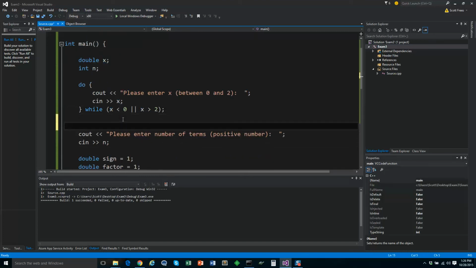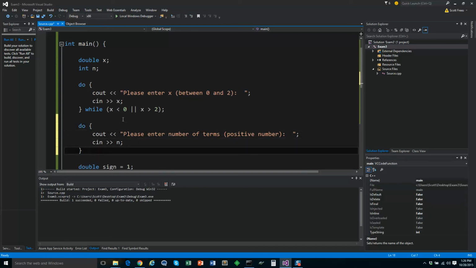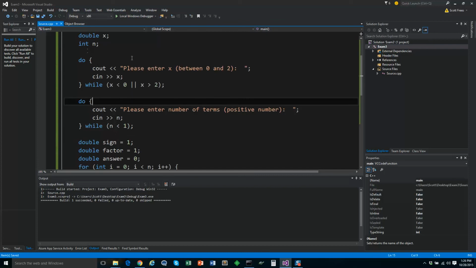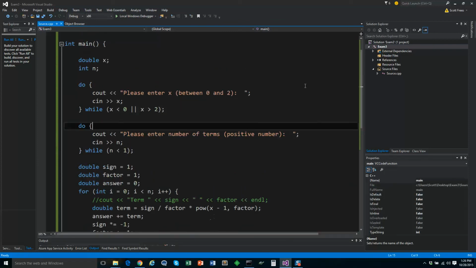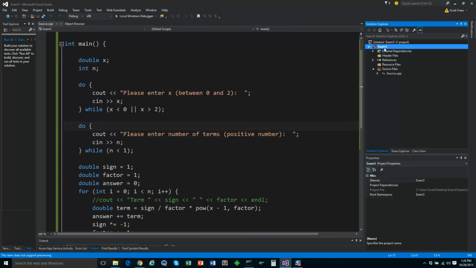For the number of terms, if you want to put a do-while loop around that, that's just for positive numbers. So while n is less than 0, or maybe even less than 1, we want a positive number. At that point, that's the full solution. That will give us the input validation we need.